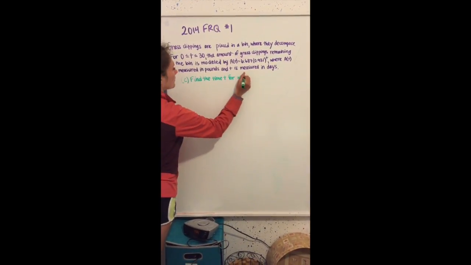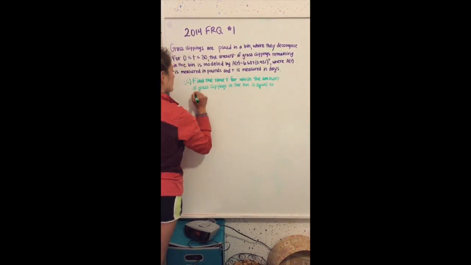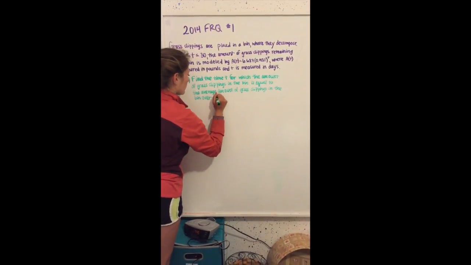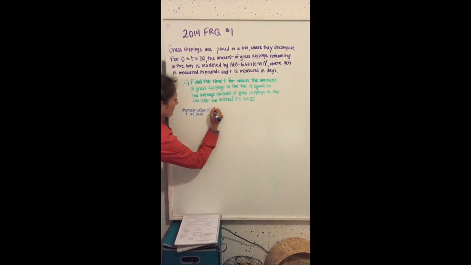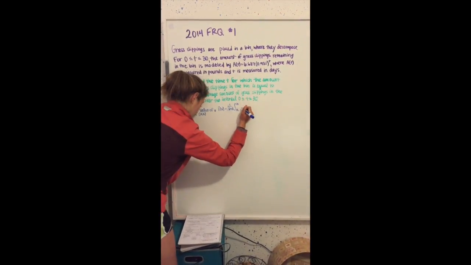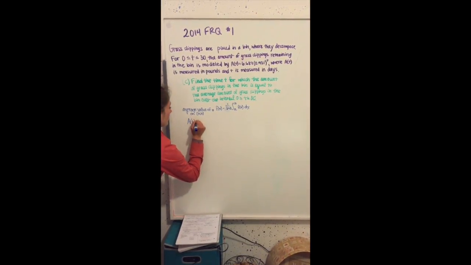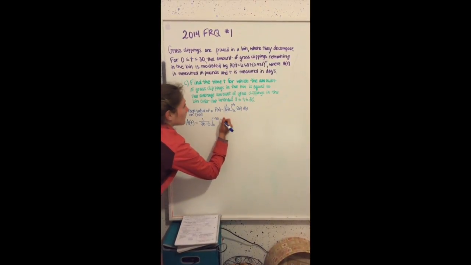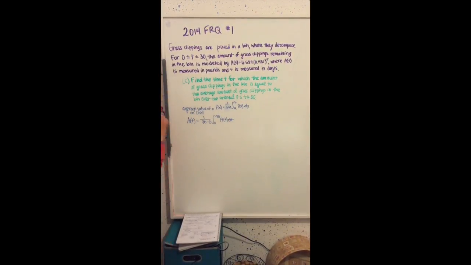Part C of this FRQ reads, find the time t for which the amount of grass clippings in the bin is equal to the average amount of grass clippings in the bin over the interval 0 to 30. The objective of Part C is to use the average value formula to find time t when the amount of grass clippings is equal to the average. The formula for this problem is A of t is equal to 1 over 30 minus 0 multiplied by the integral from 0 to 30 of A of t with respect to t.